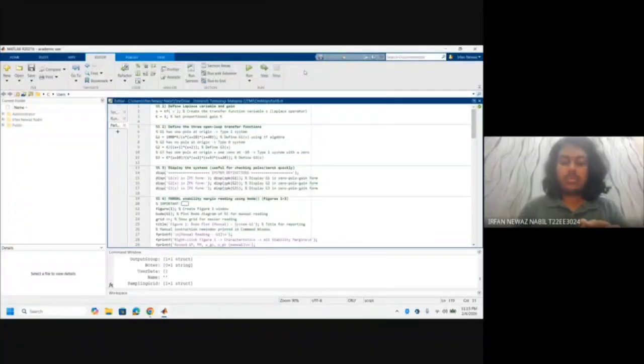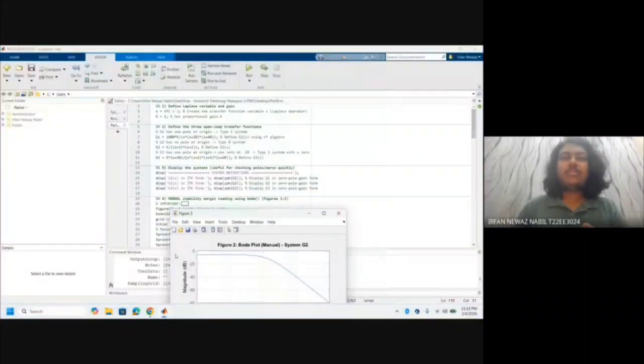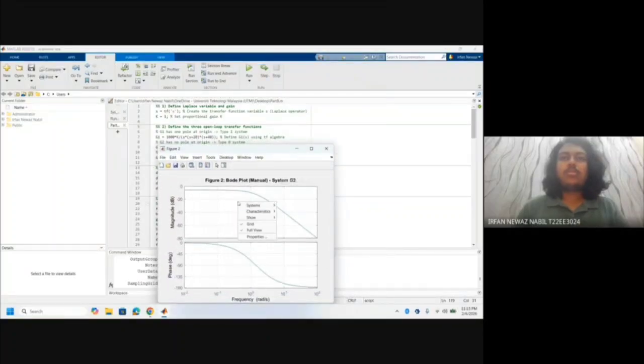G2, which are plots 2 and 4. Here we can see all the stability margins and characteristics. When we analyze system 2, we can see there is no pole at the origin, making it a type 0 system. The margin verification using the margin command plot confirms the large gain margin and phase margin matching the manual reading.